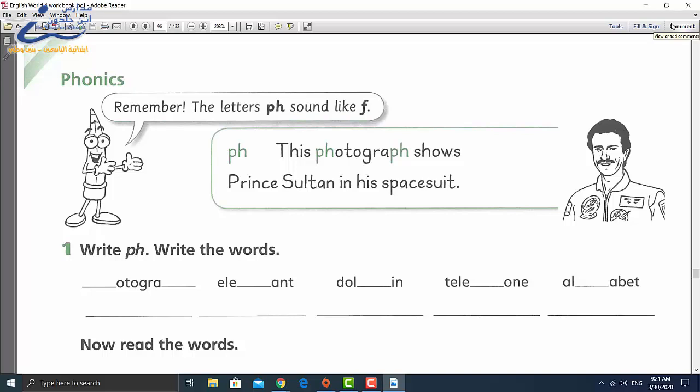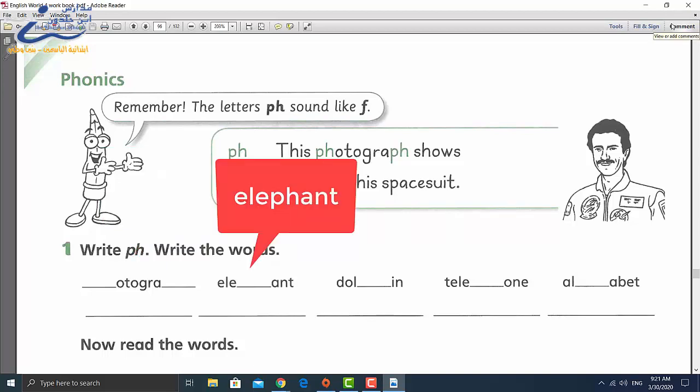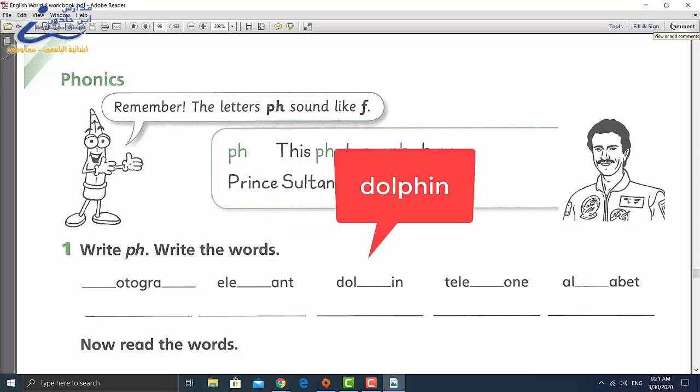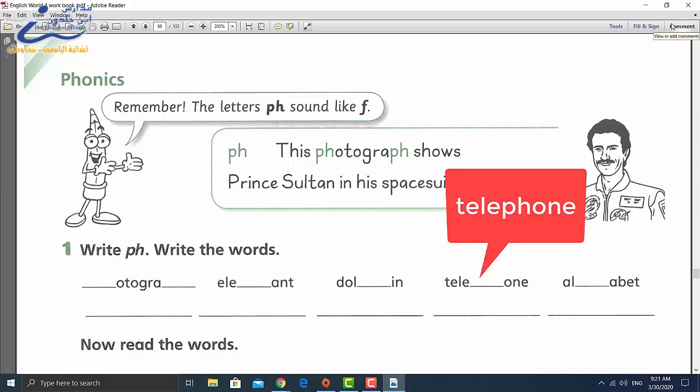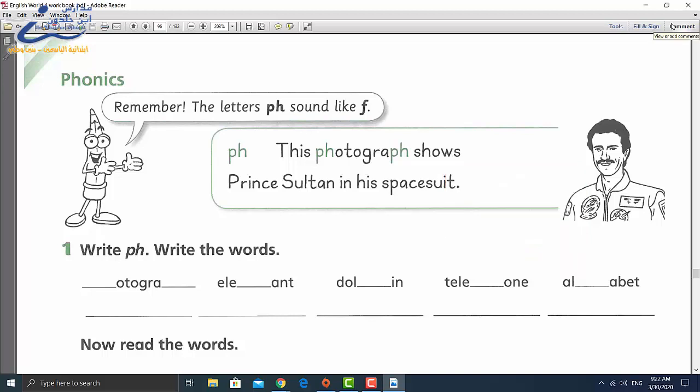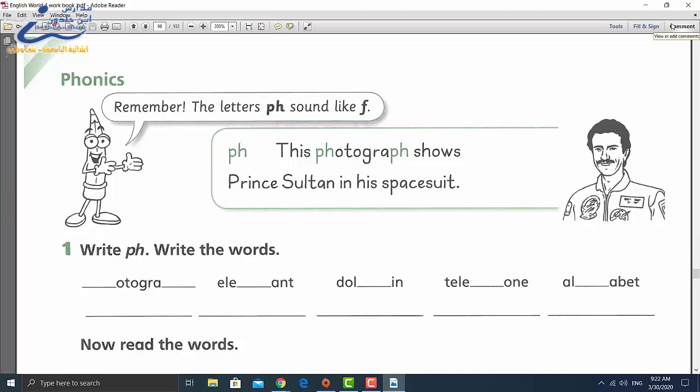Write PH, write the words. Number 1, photograph. Number 2, elephant. Number 3, dolphin. Number 4, telephone. Number 5, alphabet. Now, read the words.